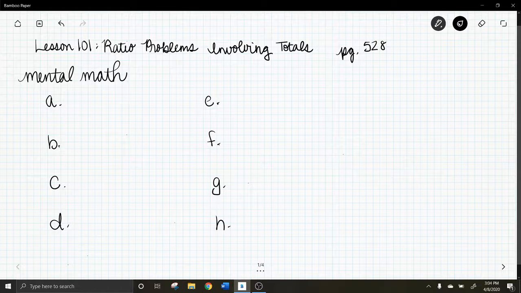All right, guys, welcome to lesson 101, ratio problems involving totals. So we are going to start today on page 528. Make sure you have your pencil and paper and your textbook ready to go through this lesson.